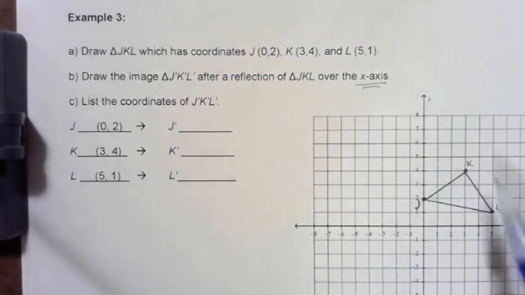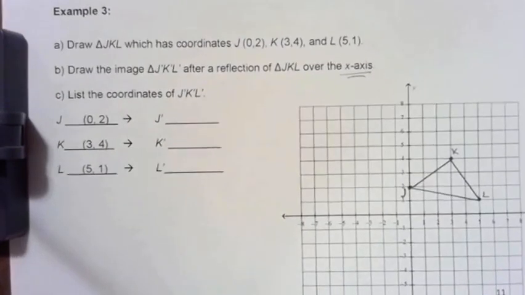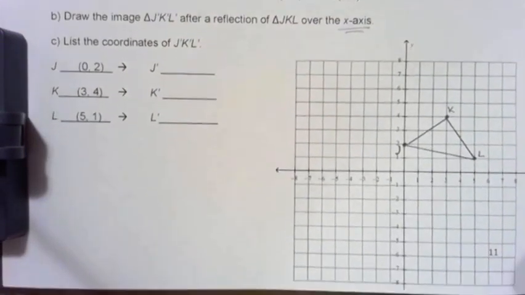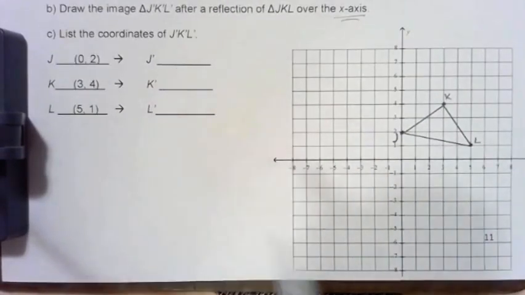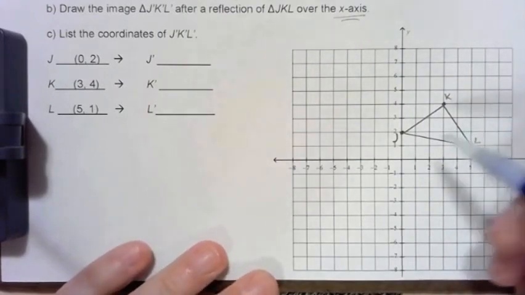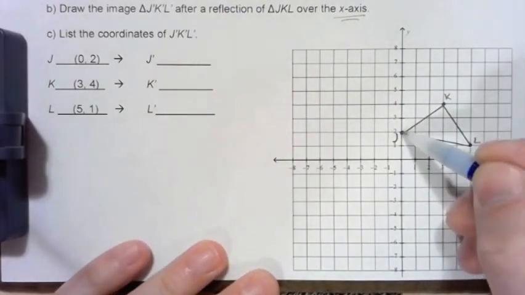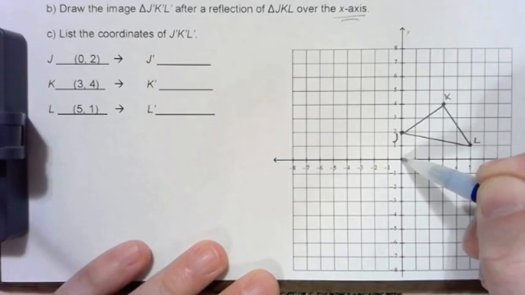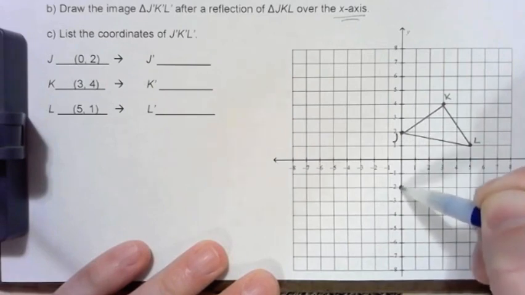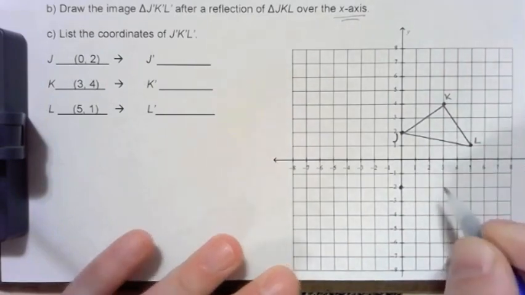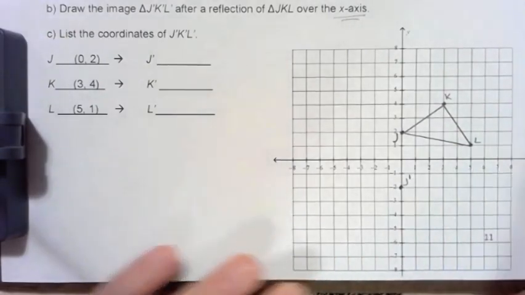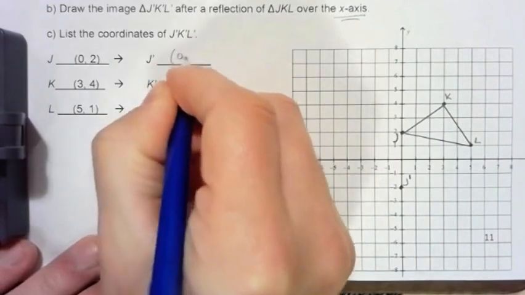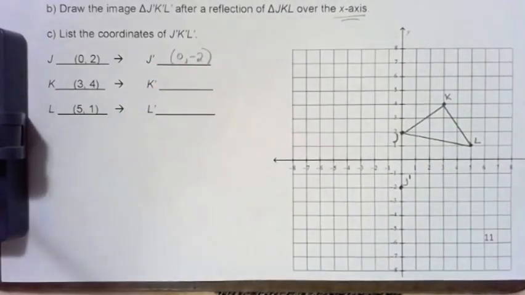Okay, so we're going to take this triangle, which again is primarily here in quadrant number 1, and then we're going to reflect it over the x-axis. So let's see if we can get the coordinates. Start with point J. J is 2 units above the x-axis, so J prime is going to have to be 2 units below the x-axis. So right here, we can call that J prime, and it's located at (0, -2).